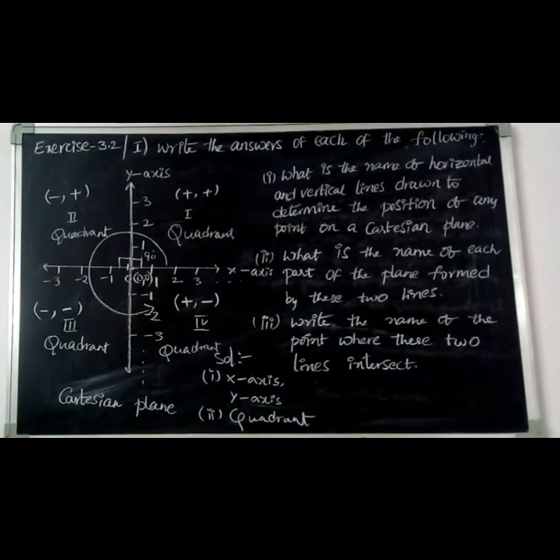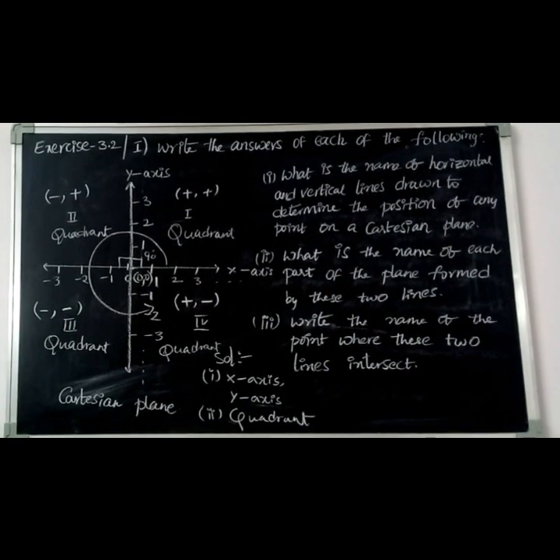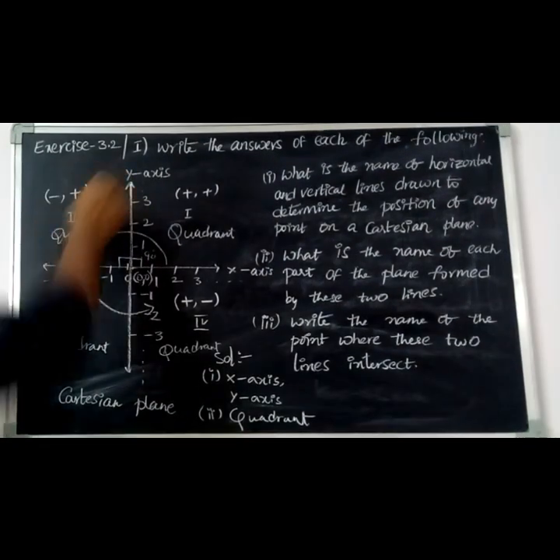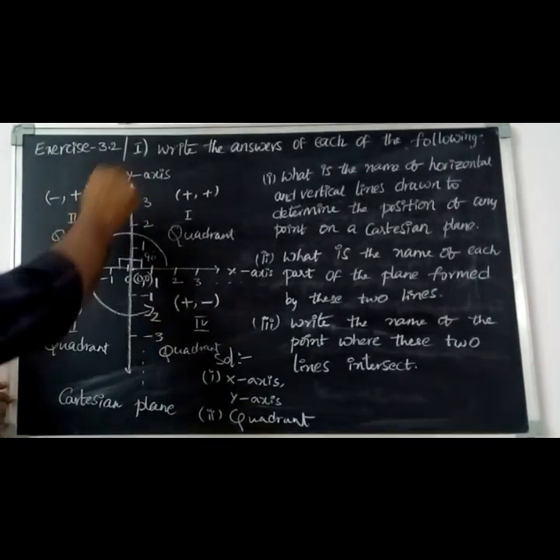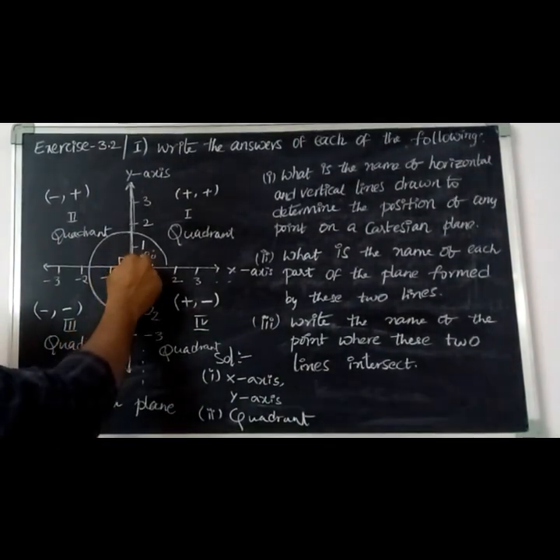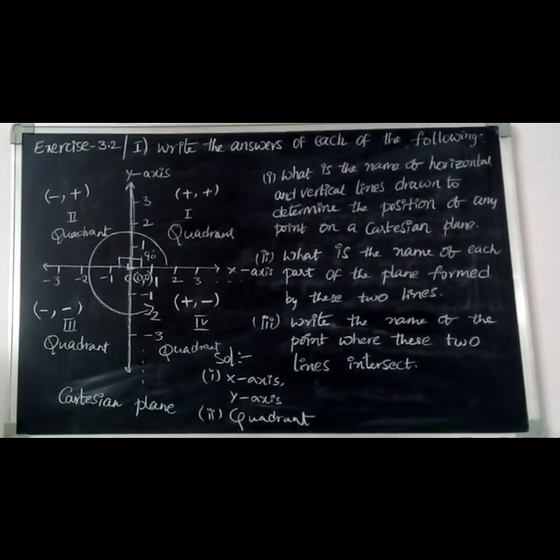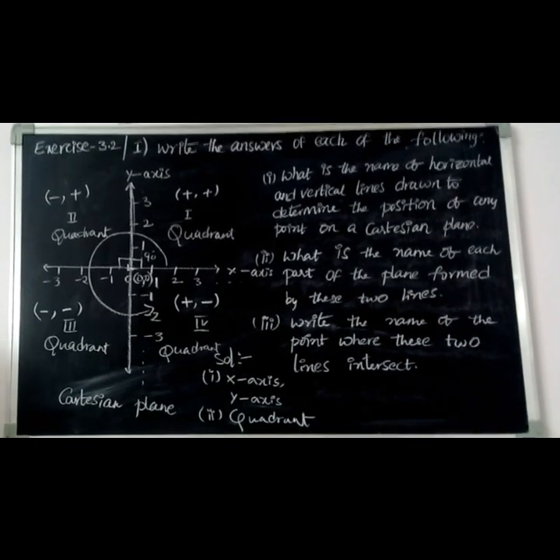Each part is a quadrant. Now see the third question. Write the name of the point where these two lines intersect. Here, this horizontal line is nothing but the x-axis, and this vertical number line is nothing but the y-axis. They intersect at the point 0, comma 0. We usually call this point the origin.